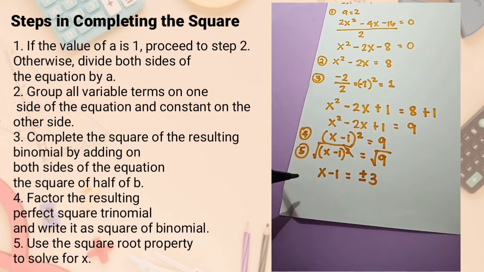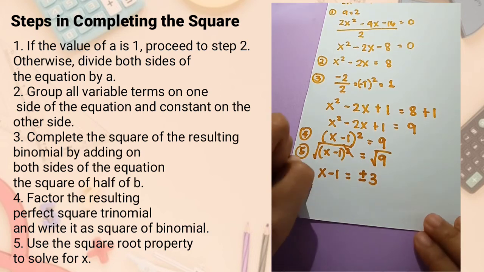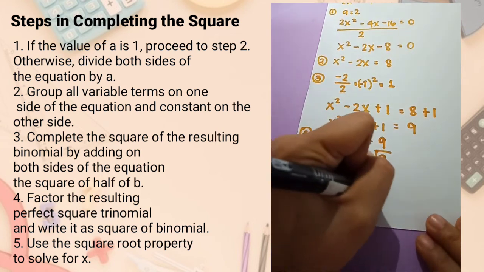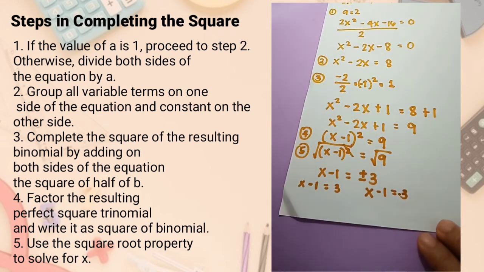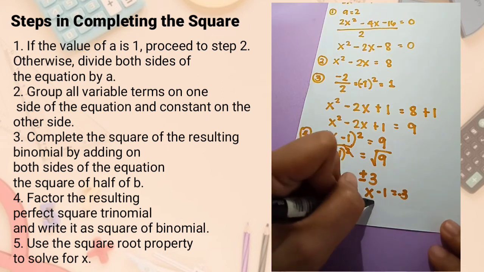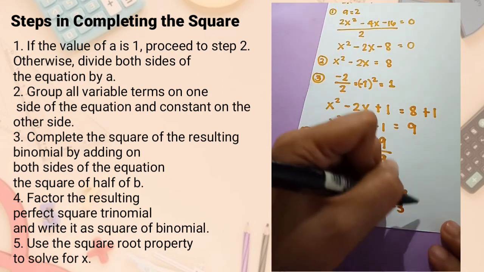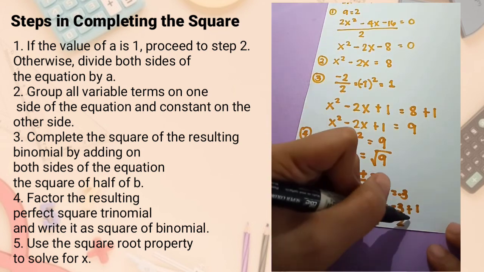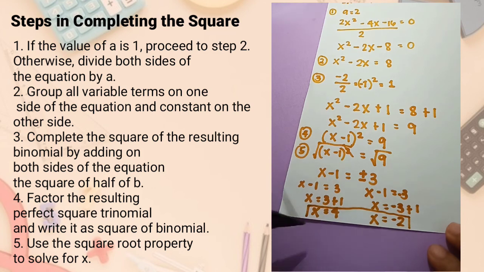Okay? Then, pwede na natin siyang paghiwalayin. So, x minus 1 equals to 3, and x minus 1 equals to negative 3. So, x equals to 3 plus 1, x is equals to 4. At dito naman, x equals to negative 3 plus 1. Then x is equals to negative 2. Therefore, ang roots of quadratic equation natin ay x is equals to 4 and x equals to negative 2.